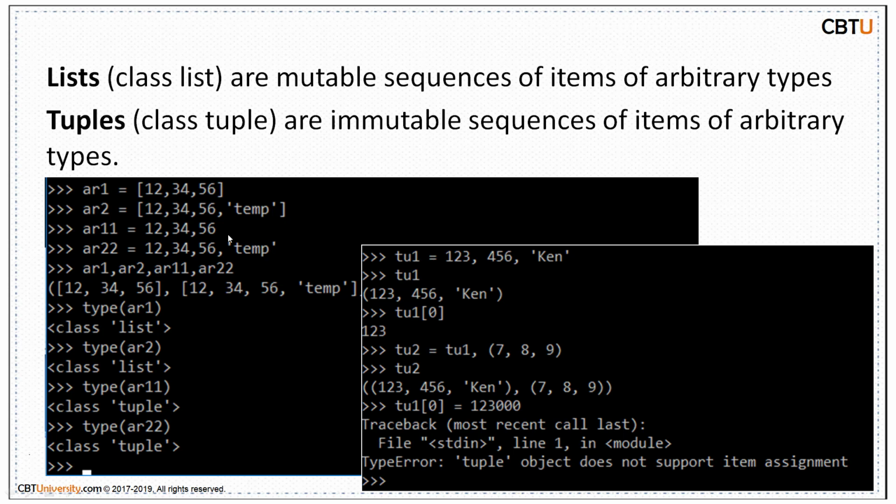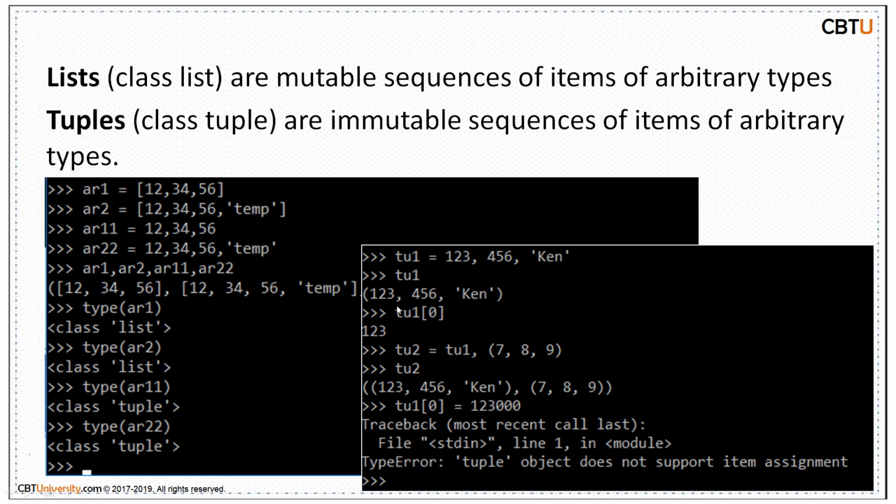When you write a sequence of items without square brackets, it's a tuple. AR11 is written without brackets and is a tuple. AR22 is also a tuple. When you print all these, you get the output. The type of AR1 is list, AR2 is also a list, AR11 is a tuple, AR22 is also a tuple.